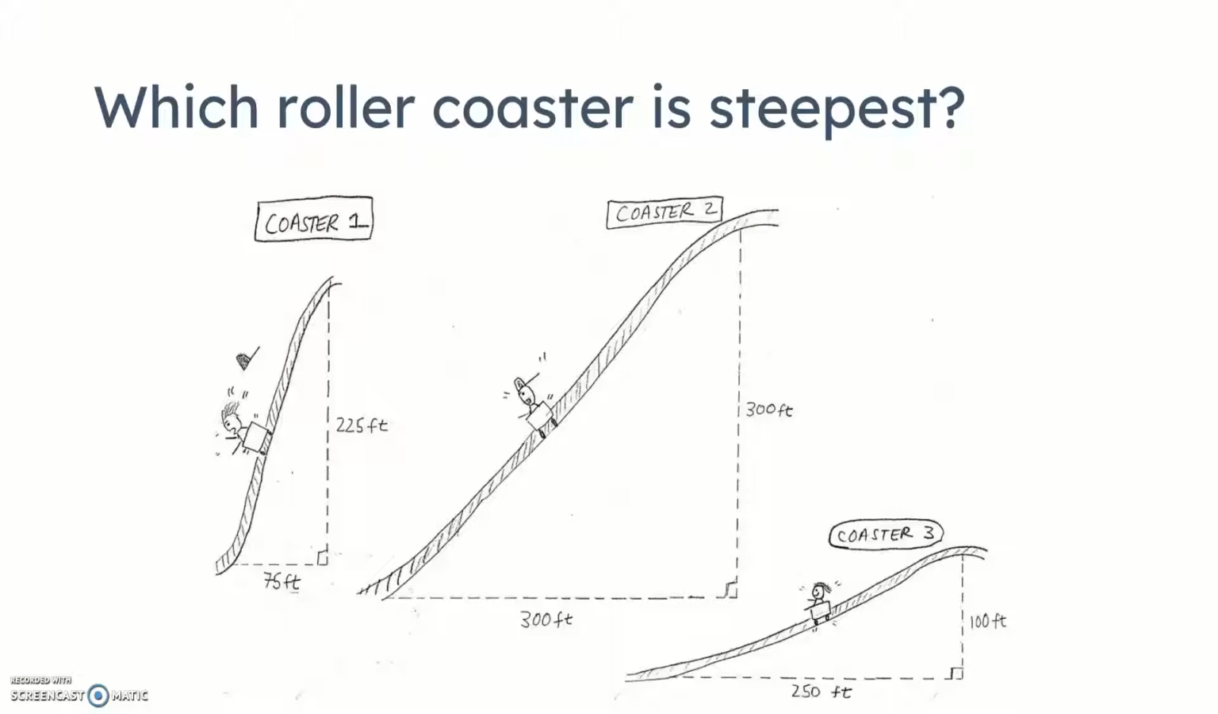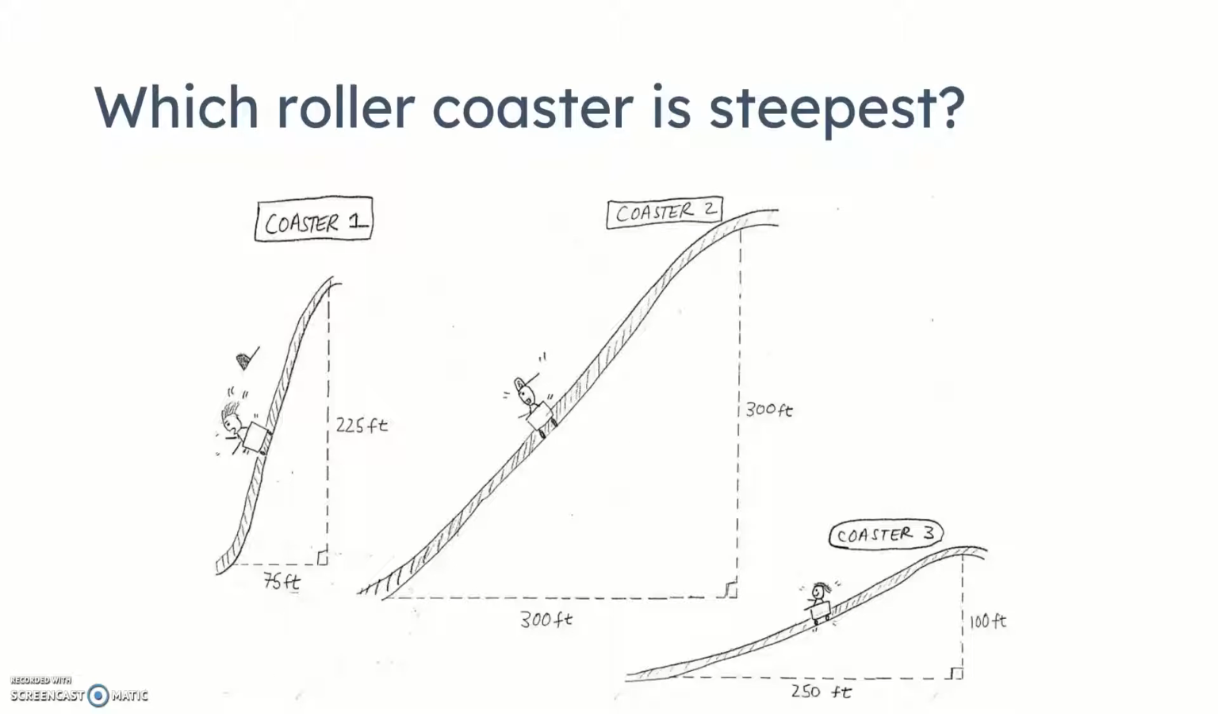Which roller coaster is steepest? I think if we look at these, we'd all agree that roller coaster 1 is going to be steeper than 2, and 3 would be the least steep. But how can we get a number that reflects this?